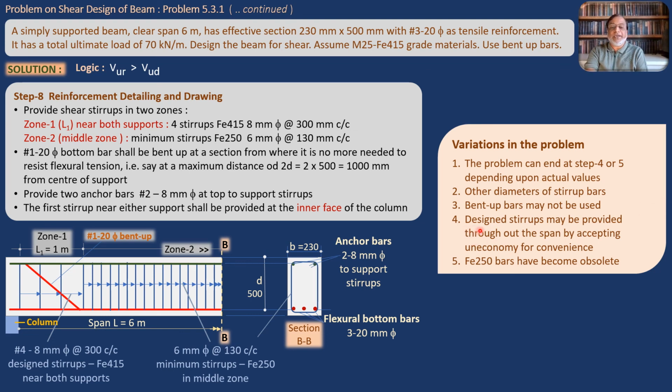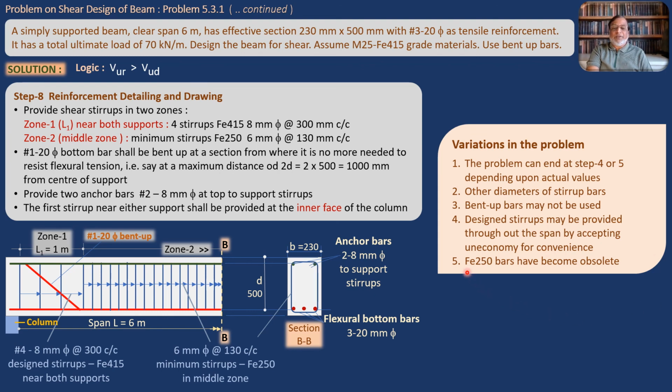Now the fourth variation is that designed stirrups may be provided throughout the span by accepting some uneconomy for convenience. So we said here that we have got these two zones. We provided the stirrups in two zones. And why did we do this zoning? We did it for the sake of economy. Otherwise, it was all right to provide all the stirrups of 8 mm at 300 spacing throughout the beam. That would be uneconomical, but that would not be technically wrong. So, if you are ready to accept that uneconomy, then it will be convenient to provide all the stirrups throughout the span at the same spacing, but in that case you have to accept the uneconomy of the design.